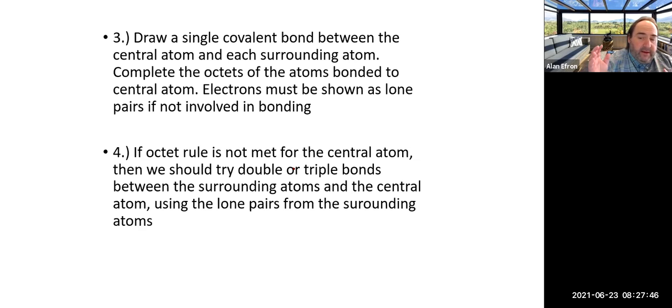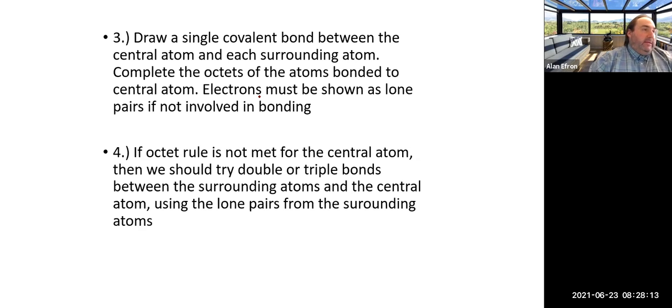And if a double bond doesn't fix it and there's no more double bond possibilities, then you should make a triple bond at that point. I think I might have mentioned it the other day as well, but it's very common when people go to draw Lewis structures that they're very anxious to double bond or triple bond things right out of the box. And you really shouldn't do that.